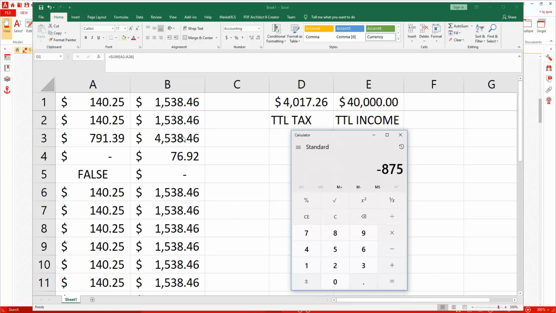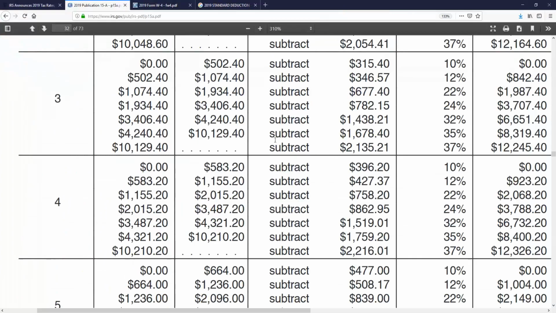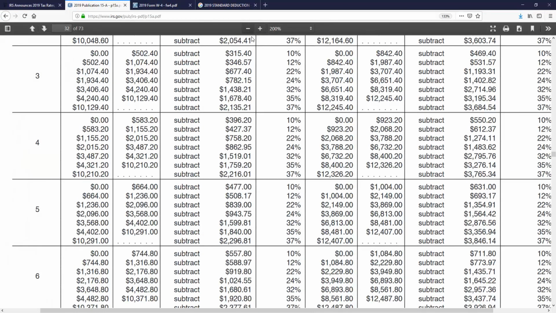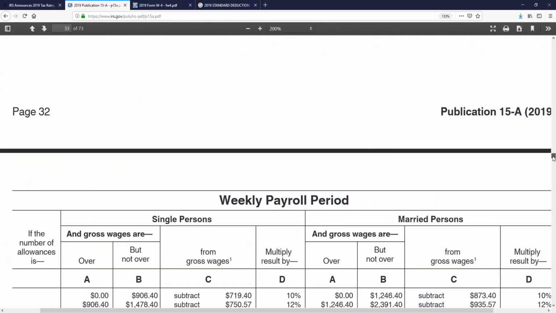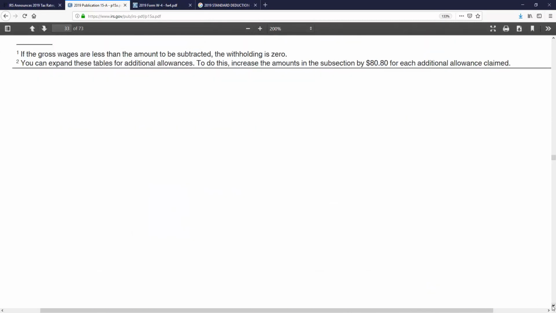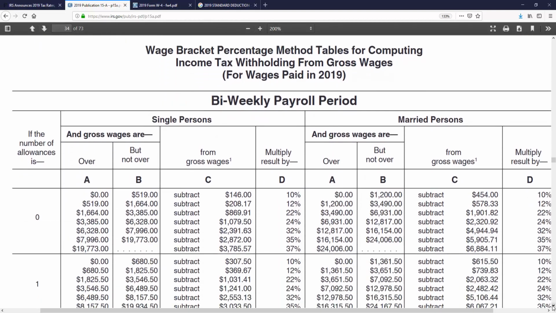So let's take a quick look at this. Let's say you get a check for $45, $38, $46, and let's see what the withholdings look like. And I messed up here, so let me back up a little bit. So that's weekly. We don't want weekly. We want bi-weekly. Let's scroll down. All right, there we go. Bi-weekly.